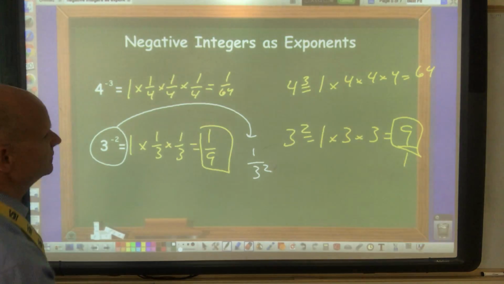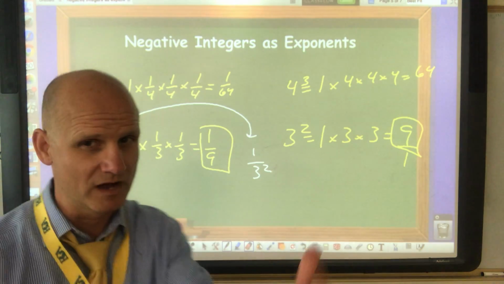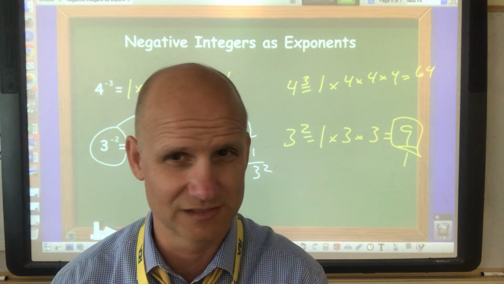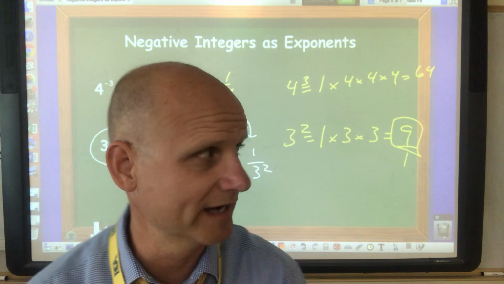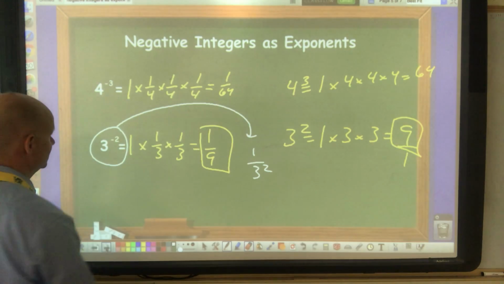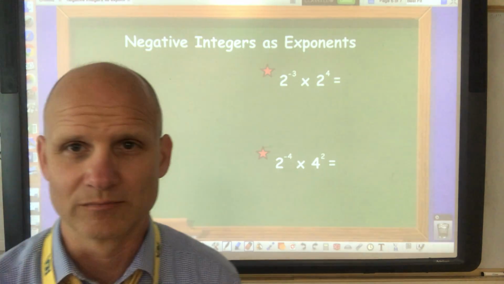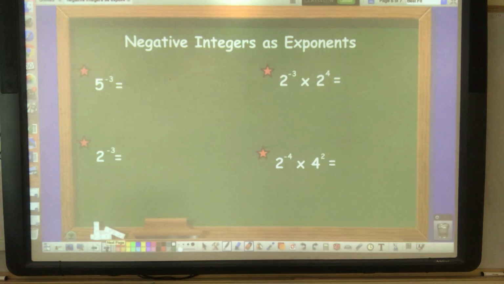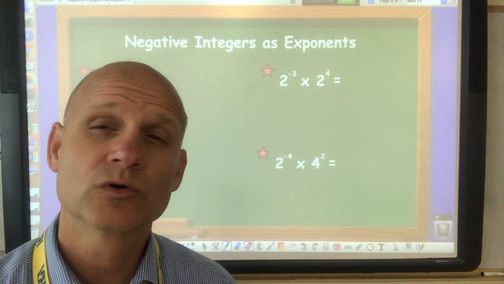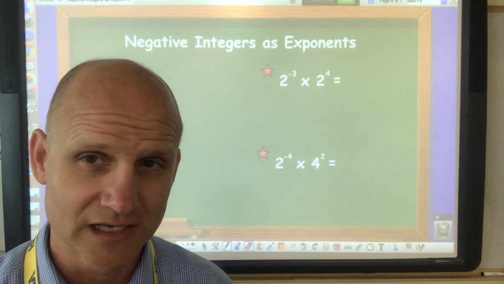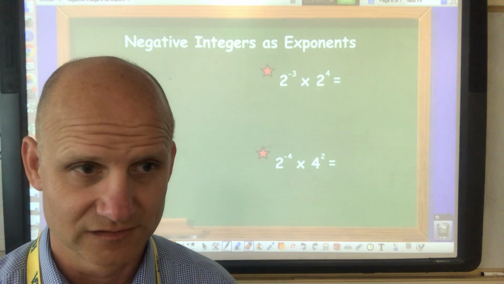So here's what I want you guys to try to do. And you might have to watch this video tutorial again to understand what I just did, rewind it. But on this page here, solve these 4 problems. Again, each one has a negative exponent in it. Solve these 4 problems and we'll go over it in class. And then we'll have some time to discuss this.